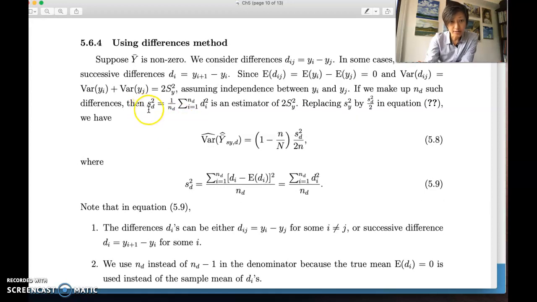So we substitute this equation to replace the Sy square in the variance estimate equation. We replace that Sy square by Sd square, and then the estimated variance under the differences method is equal to the finite population correction factor multiplied by, instead of Sy square over n, now we have Sd square over 2n.